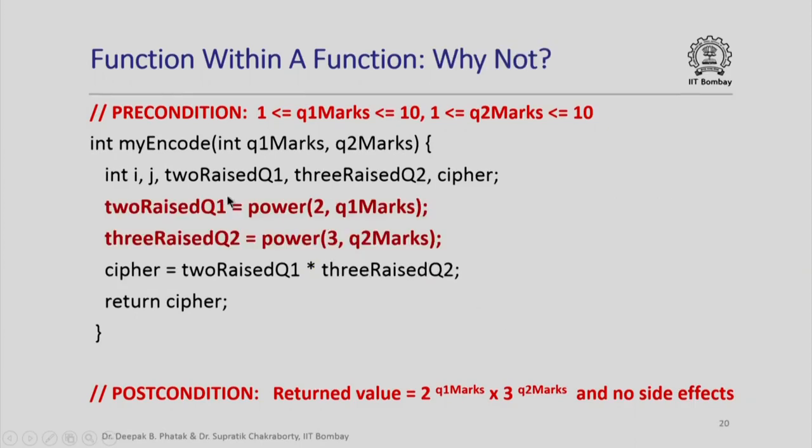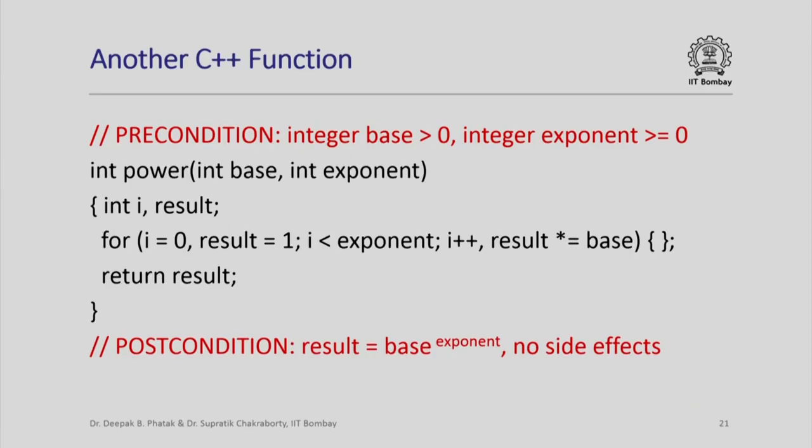Well, if I did that, then my implementation of myencode would look something like this. I would say 2 raised to q1 is 2 raised to q1 marks, 3 raised to q2 is 3 raised to q2 marks. The exponentiation here is happening through this power function, and then of course I need to write what this power function looks like. This power function must take a base and an exponent. It is going to assume as a precondition that the base is greater than 0 and the exponent is greater than or equal to 0, and it is going to use that simple loop that we have already seen earlier, compute the result and return the result. So the postcondition that it guarantees is that the result is base raised to exponent, and once again there are no side effects.